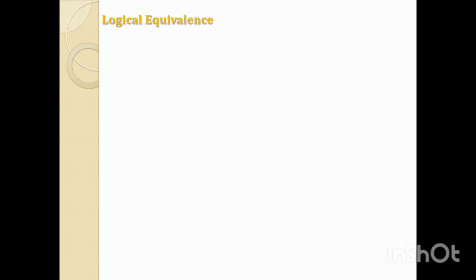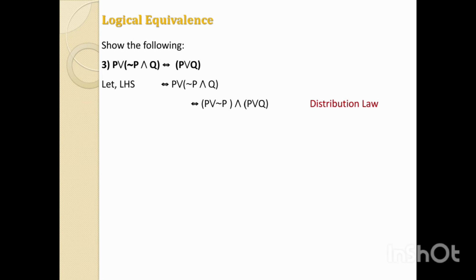That is the second. Now, we'll discuss the third problem statement. P or in bracket not P and Q is logically equivalent to P or Q. Let us consider the LHS side, P or in bracket not P and Q. Now, inside a bracket there is an and and outside a bracket there is an or. We can use the distributive law which will distribute the P or over the not P and Q. Therefore, the next step is P or not P, and P or Q.